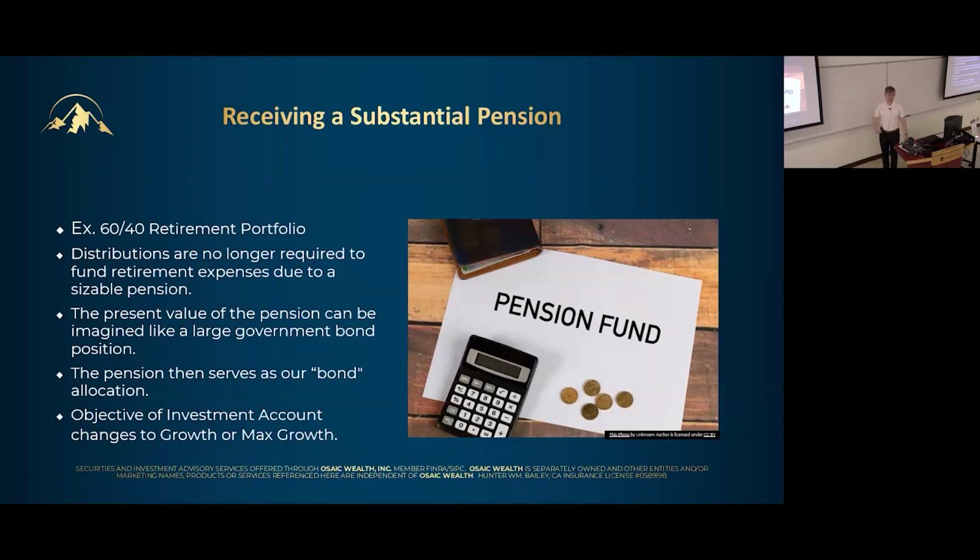If you have to take RMDs, stick a couple percent over there in bonds to cover the distributions. But if you don't need that income anymore and you can stomach the risk, if your risk tolerance allows, you can change your objective to fit that so that you're looking at the broad scope of everything, not just your investment account in isolation.